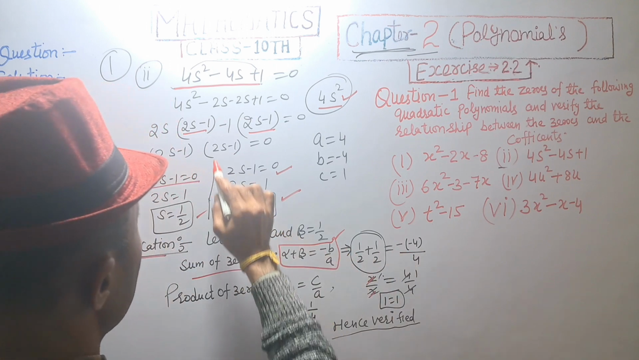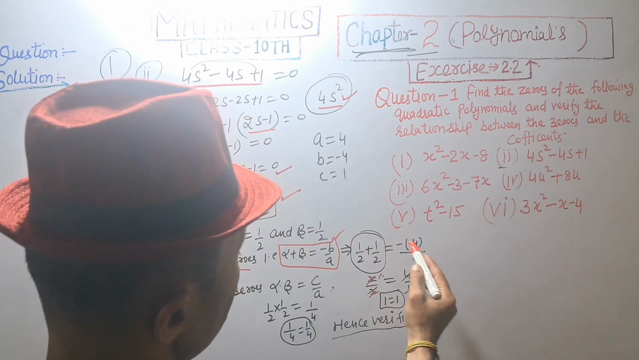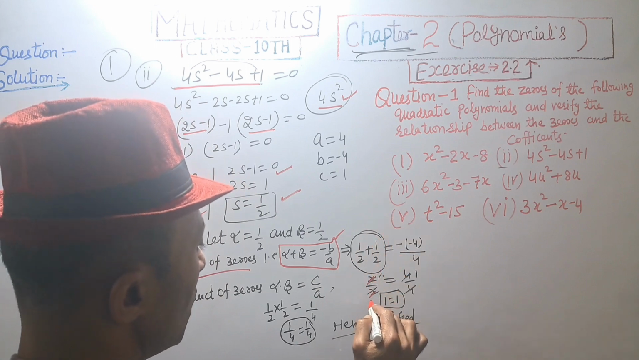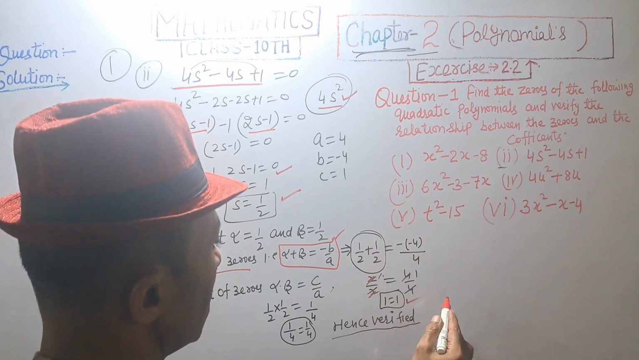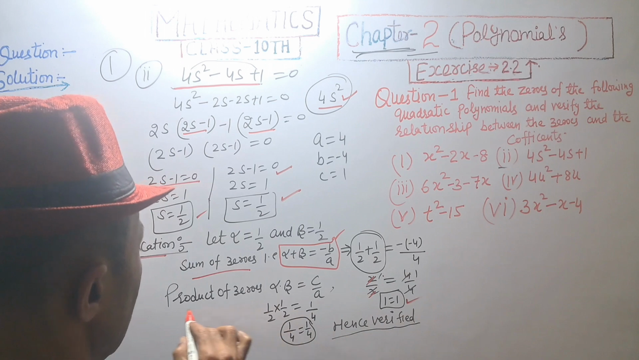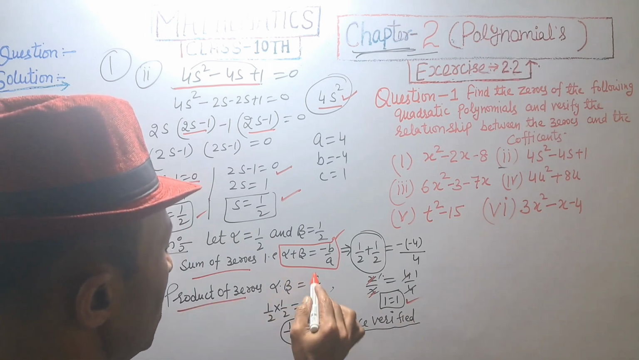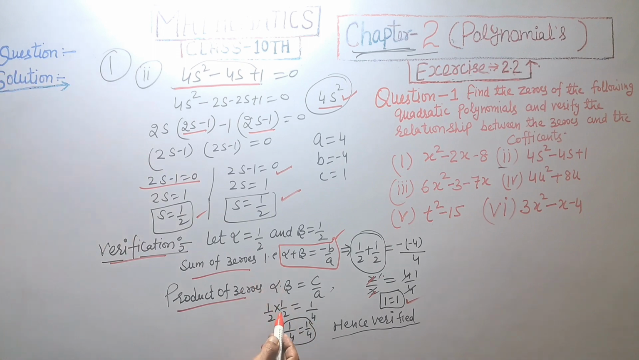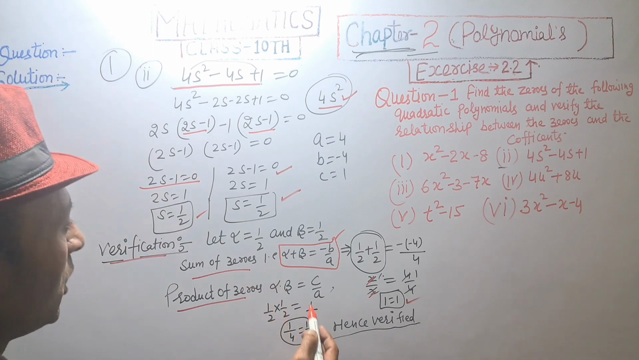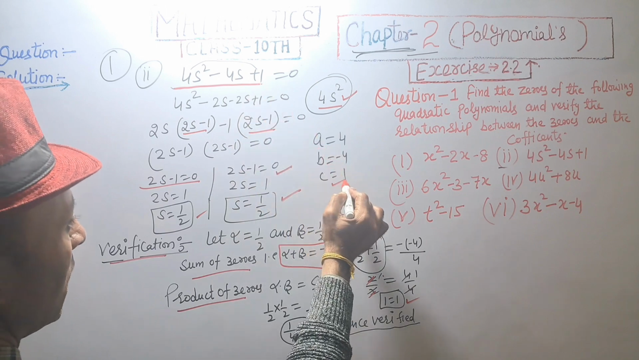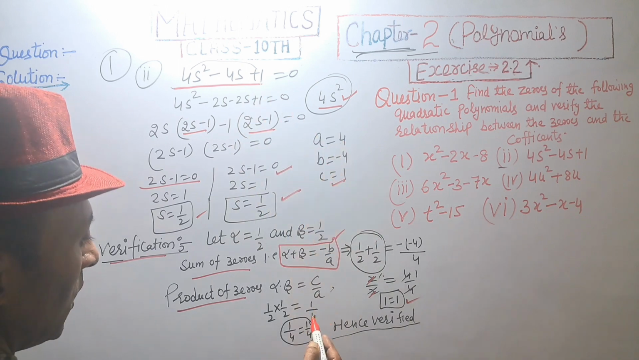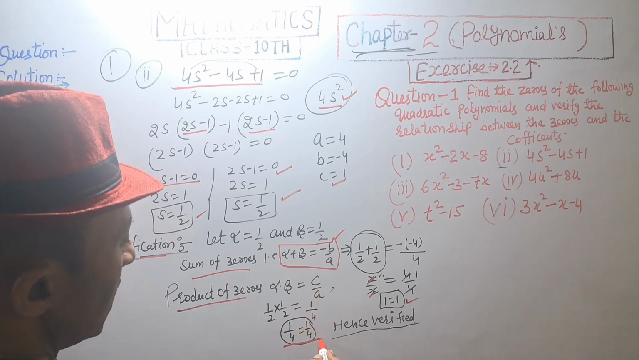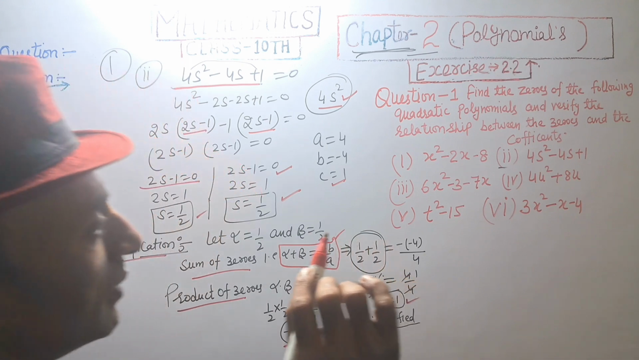1 upon 2 plus 1 upon 2, that is 2 upon 2, is 1, and minus b upon a: minus into the value of b, which is minus 4, will be positive 4 upon 4, equal to 1. Left hand side equals right hand side. And product of zeros, alpha into beta equal to c upon a. 1 by 2 into 1 by 2 is 1 by 4, equal to c upon a, where c is 1 and a is 4, so 1 upon 4. Left hand side equal to right hand side, hence verified.